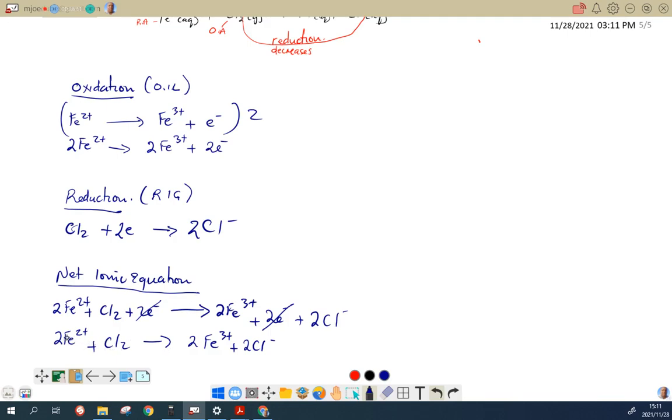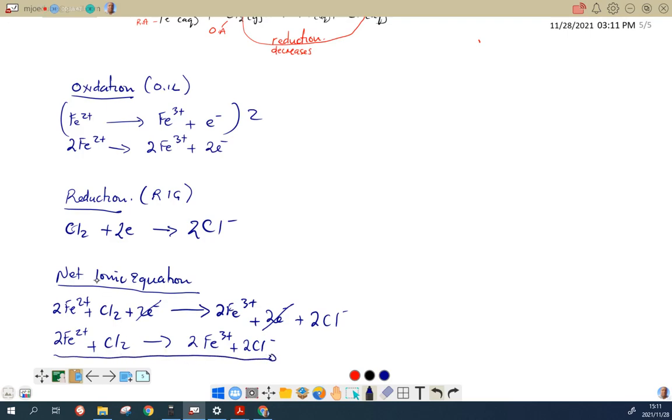Well, 2 times 2 gives you a total of 4 positive charges on the left hand side, and on the right hand side you've got 6 positive charges minus 2 negative charges. So that's going to give us a total of plus 4 charges on the right hand side as well. And then you've got this in terms of species type. You've got iron, you also got iron, 2 of them. You've got chlorine, Cl2, and then you've got 2 Cls. So that means the equations are balanced.